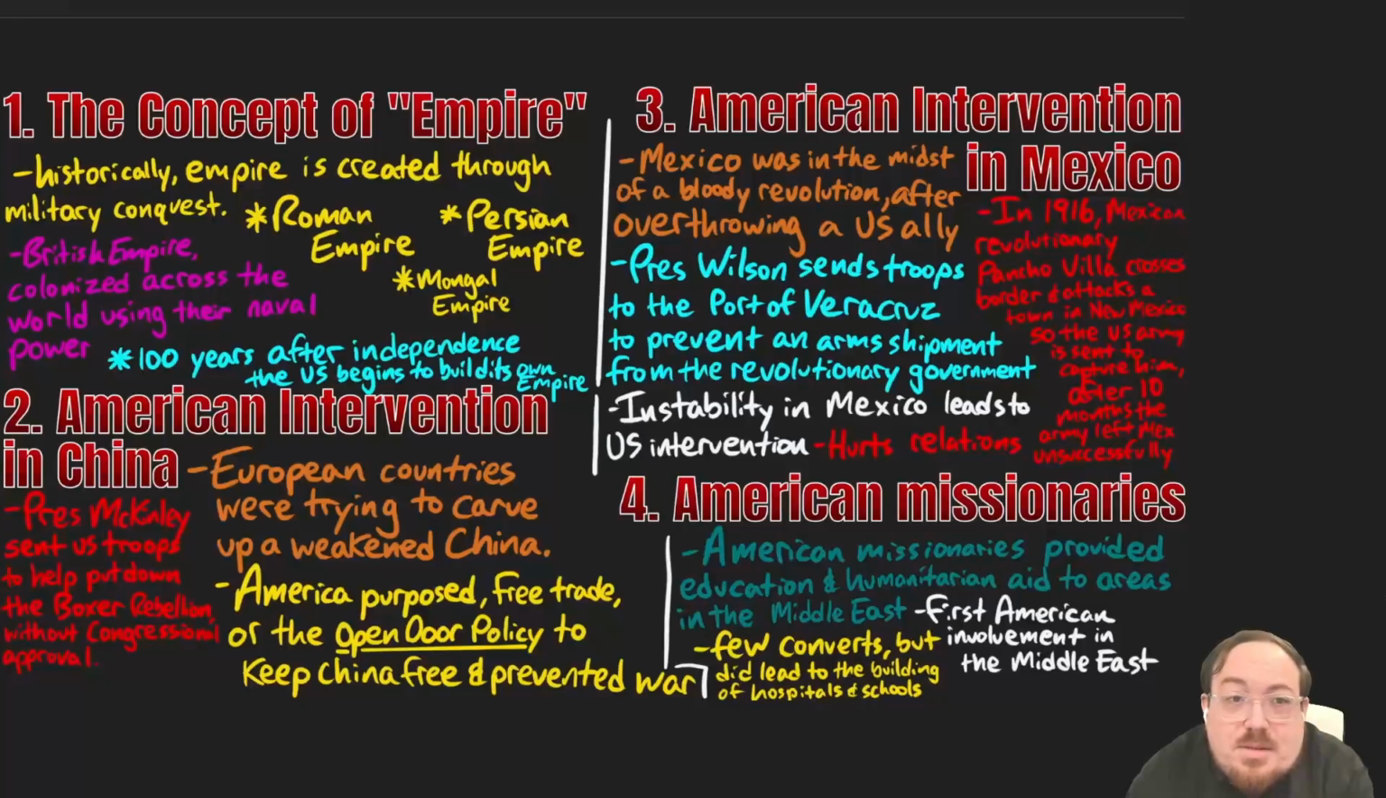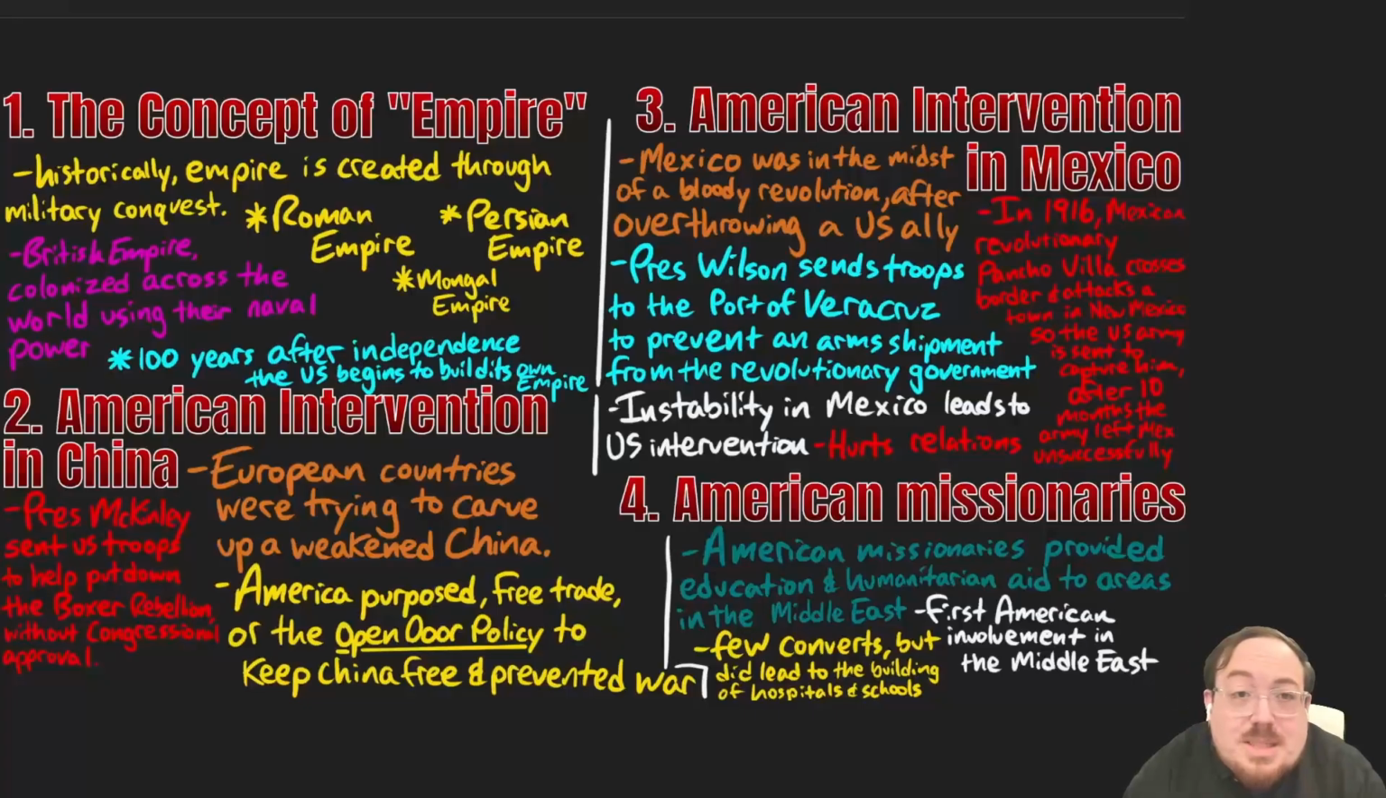We also have, in 1916, a Mexican revolutionary named Pancho Villa will cross the Rio Grande and attack towns in New Mexico and in Texas. As a result, Wilson will send the army into Mexico to try to capture him. And after about 10 months of us shooting up a bunch of towns in northern Mexico, we will leave unsuccessfully after the Mexican government said, get out or we're going to war.